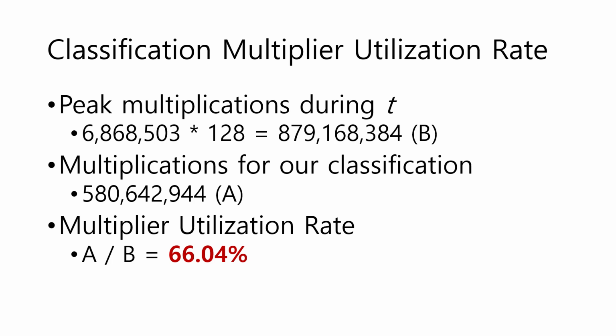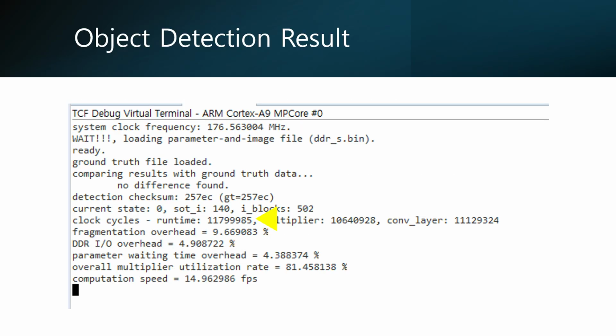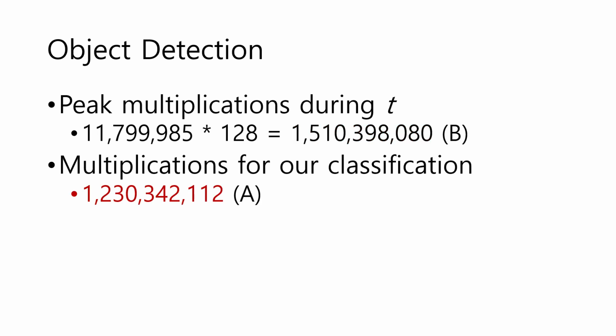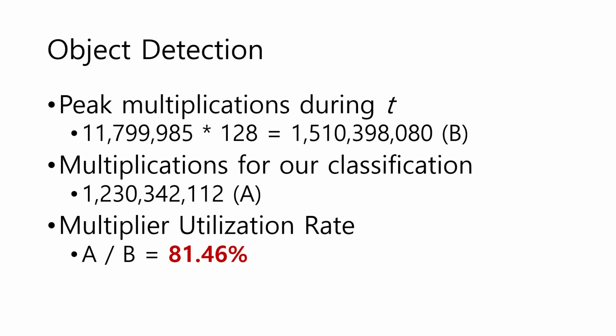For the object detection algorithm, the following results were obtained. According to this report, it took about 11.8 million clock cycles to recognize one image, so the maximum number of multiplications that all 128 multipliers can calculate during this time is 11.8 million times 128, which is 1.51 billion. Also, the actual effective calculation amounts to 1.23 billion, which is the calculation requirement for this object detection algorithm. Therefore, the efficiency of the multipliers is 81.5%, which is 1.23 billion divided by 1.51 billion.